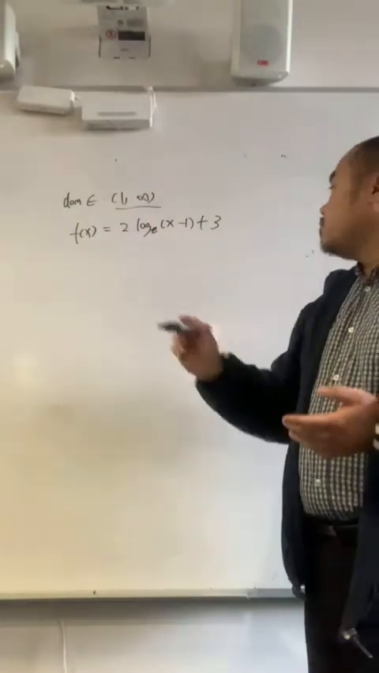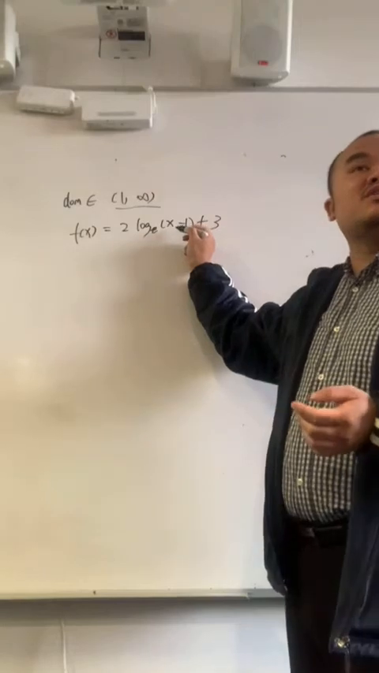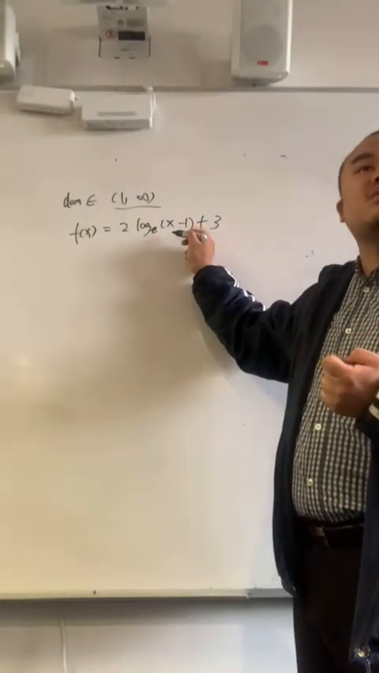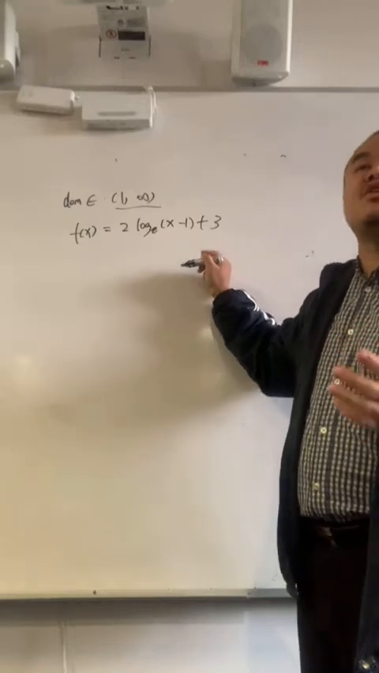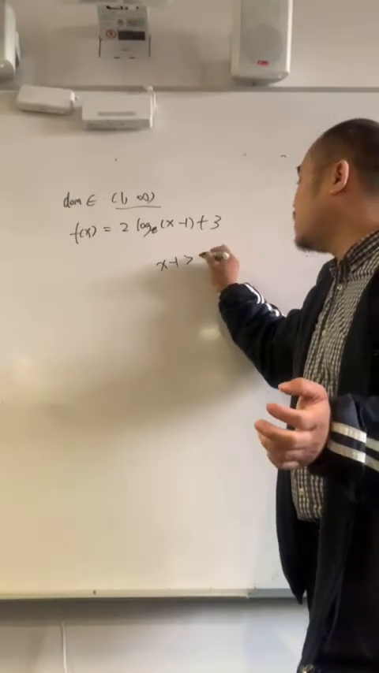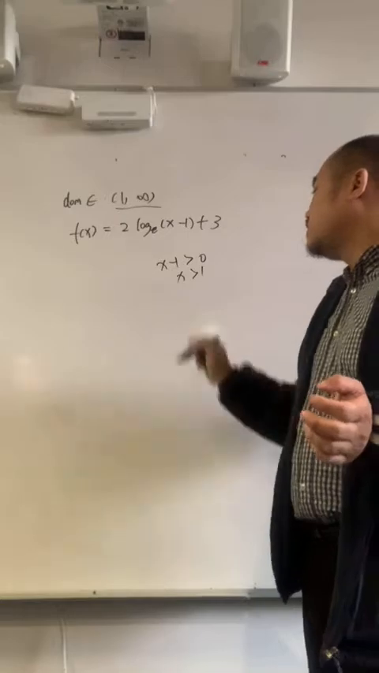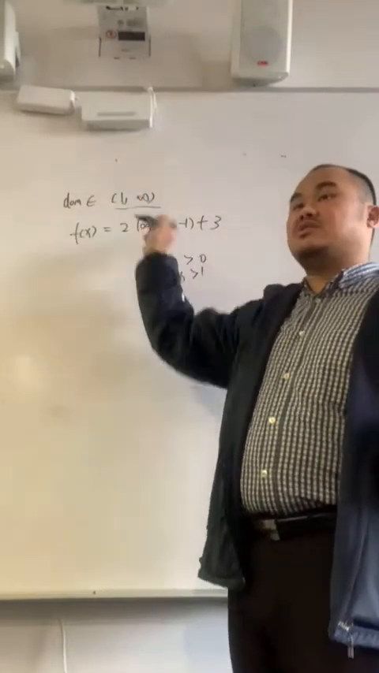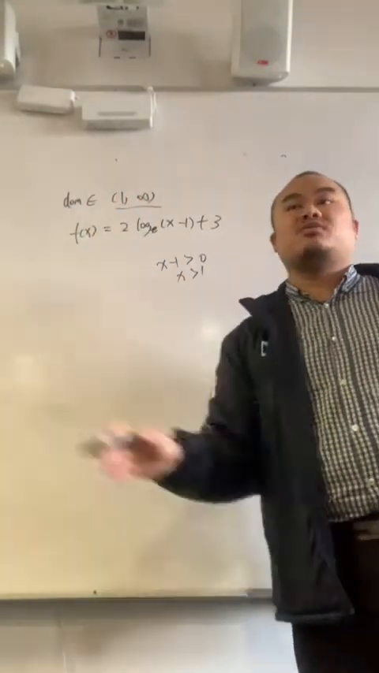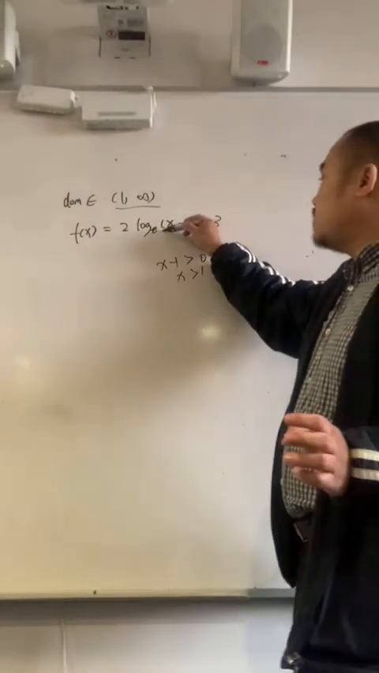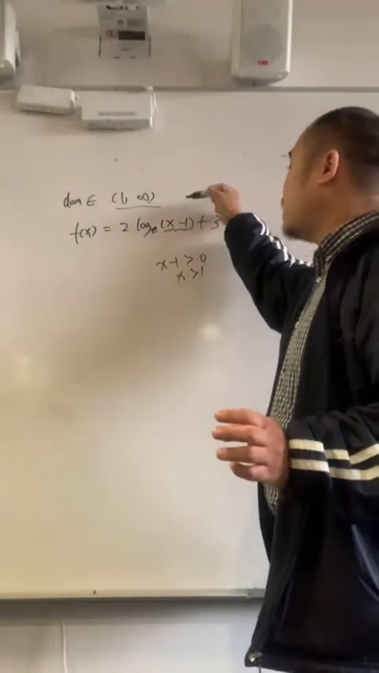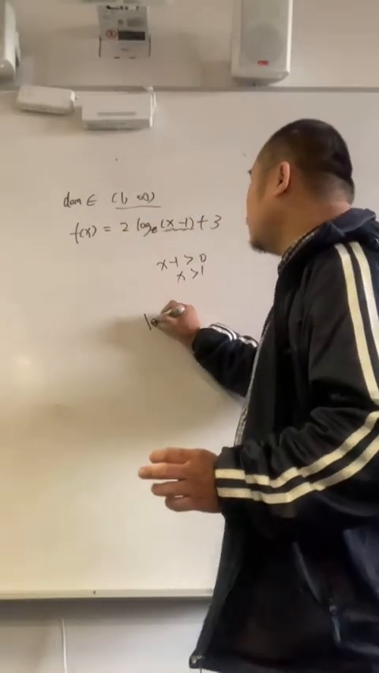Why is that? Because in the bracket, this is always bigger than 0. So x minus 1 is always bigger than 0. Therefore, we can solve the inequality: x minus 1 bigger than 0, therefore x bigger than 1. See, the domain is the same. Even if they don't give you the domain, you can still work out the domain on your own. The only thing we need to know is that this one is bigger than 0. Can you write it down in your notebook?